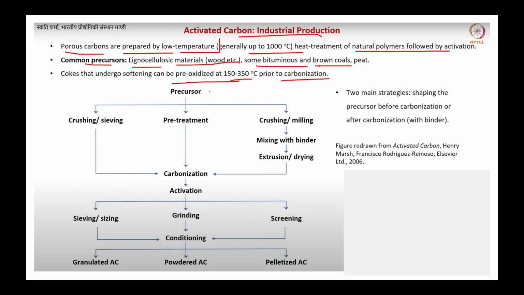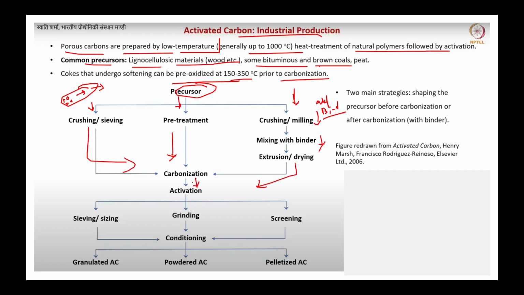So here you will have your precursor. Firstly you will crush it to get smaller particles, and you will do the sieving so that you can filter it and get the desired size. Now you have to do the pre-treatment, and the crushing and milling. After crushing, you can directly go for carbonization. But if you go for milling, you can add some binder. Now you have to do the extrusion or drying, and then you will go for carbonization.